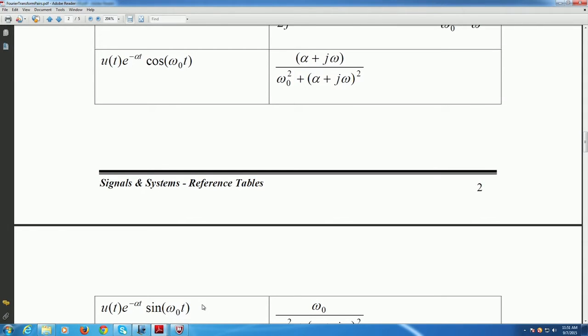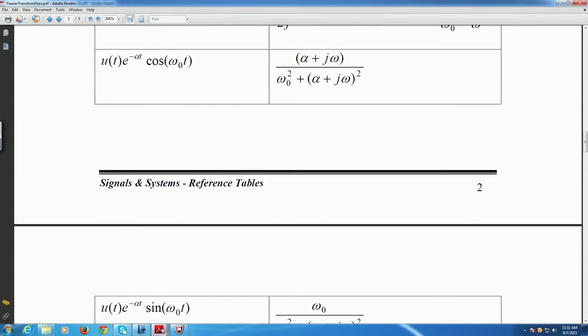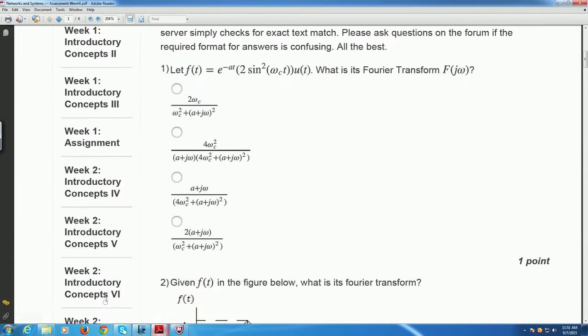So, the hint for the first question is you take this signal and convert it into a form which is like e power minus a t times cos. You can use a trigonometric identity to do this. But I also should warn you, this is not the only way to solve this problem. There are very many other ways in which you can solve this problem.